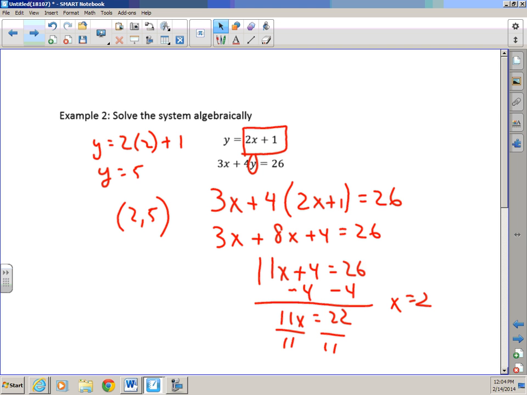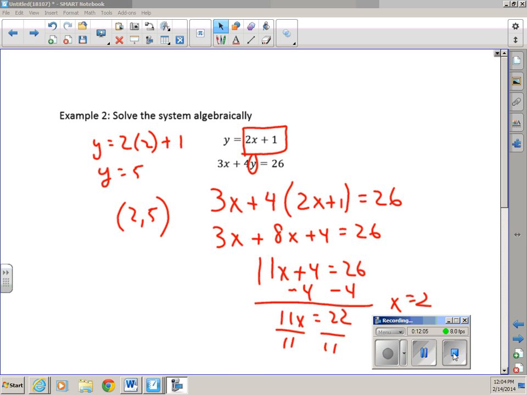All right, so to sum up, what we did today was to solve a system of linear equations, which means there are two separate equations with the same two variables, and we want to find out where they intersect or have the same ordered pair as the solution.